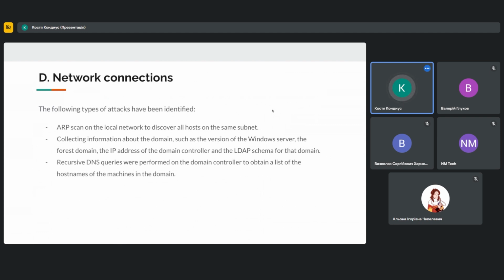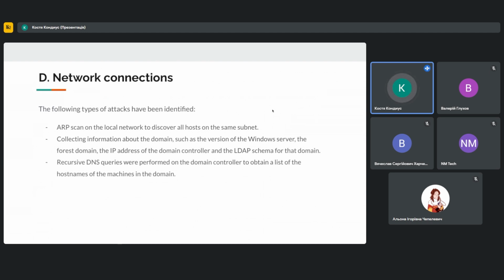ARP scan on the local network to discover all hosts on the same subnet. The next is collecting information about the domain, such as the version of the Windows server, the forest domain, the IP address of the domain controller, and the LDAP schema for that domain. And the last one, recursive DNS queries were performed on the domain controller to obtain a list of host names of the machines in the domain.